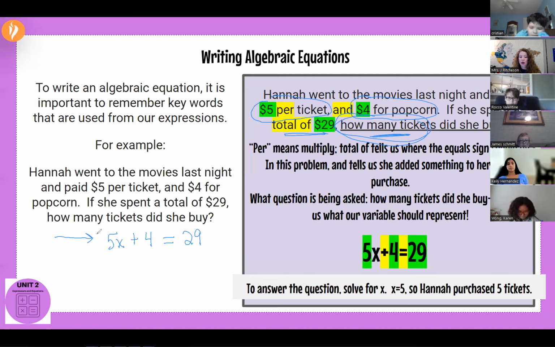So now we're going to solve for our x. We would subtract 4 from both sides first. And then we would have 5x equals 25. And we divide both sides by 5.